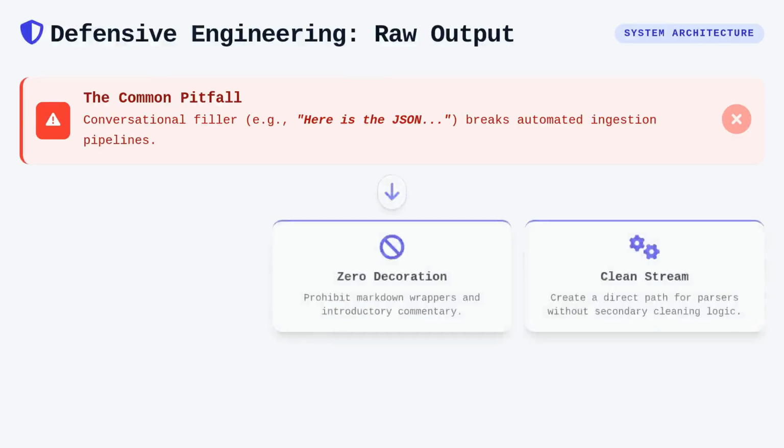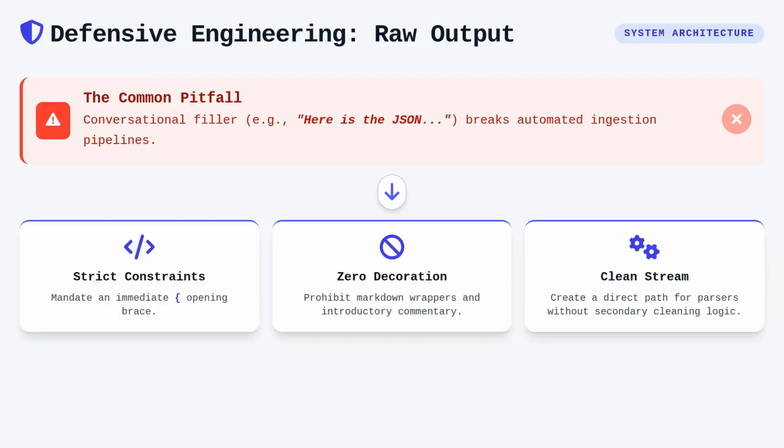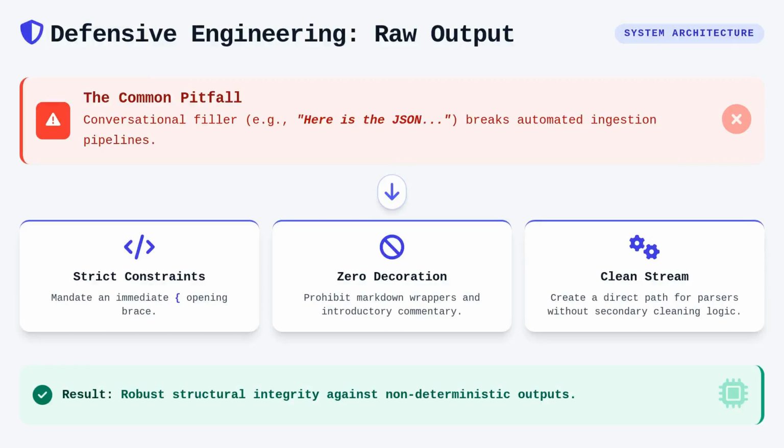By setting a strict constraint that mandates an immediate opening curly brace and prohibits extraneous text, you ensure the output is immediately readable by machines without secondary cleaning logic. This refinement is a form of defensive engineering, ensuring that your system remains robust against the unpredictable nature of non-deterministic model outputs.